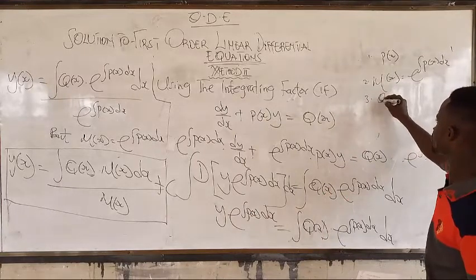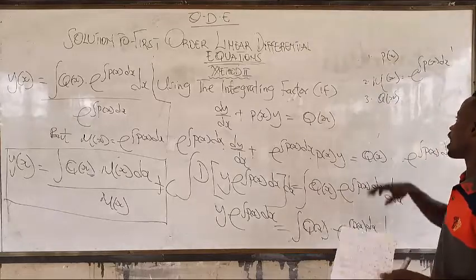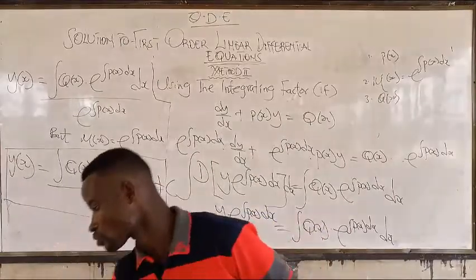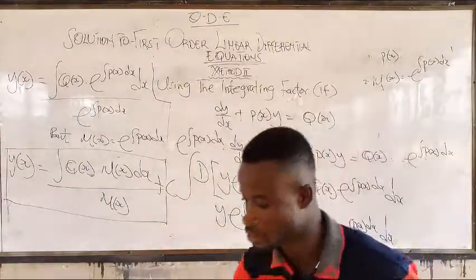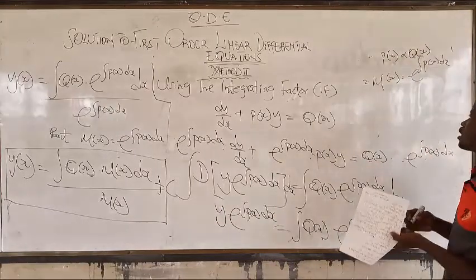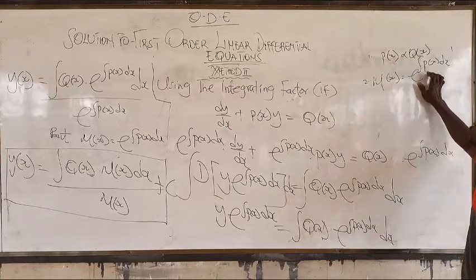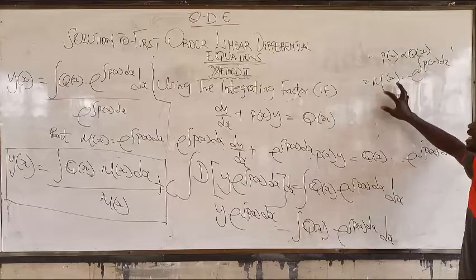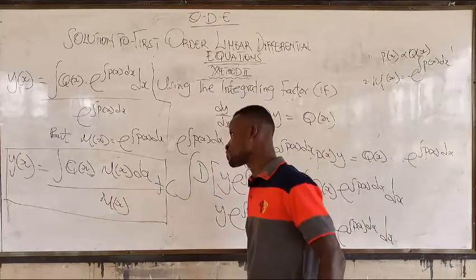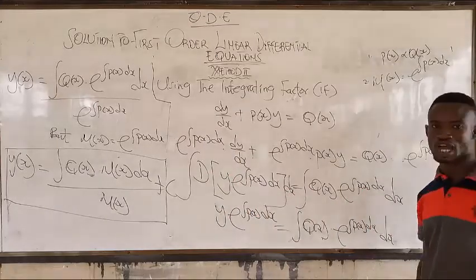Identify your Q of x. So after identifying your P of x and Q of x, you find the integrating factor, and after getting that, you come and do the substitution. And that gives the general solution for the first order differential equation.